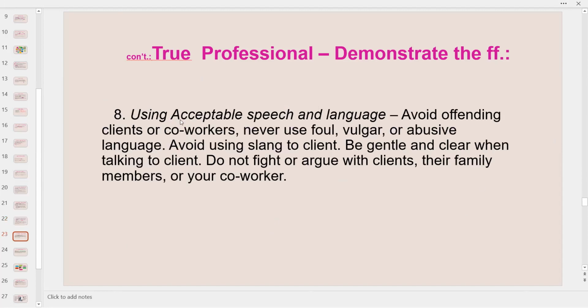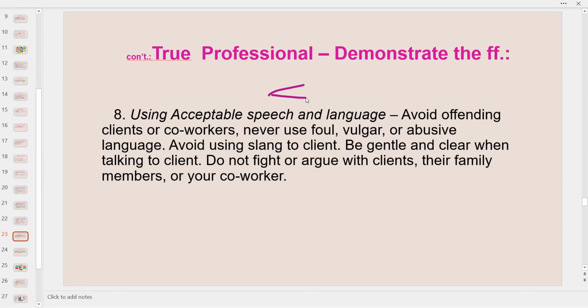Last one is using acceptable speech and language. In Canada, we are bilingual. We have two languages, English and French. So if the community or the facility where you're working has an official language, English as the official language, then we have to use that language when communicating with our coworkers. Never communicate with a fellow coworker who speaks your native language in front of another coworker or resident who does not understand your native language.